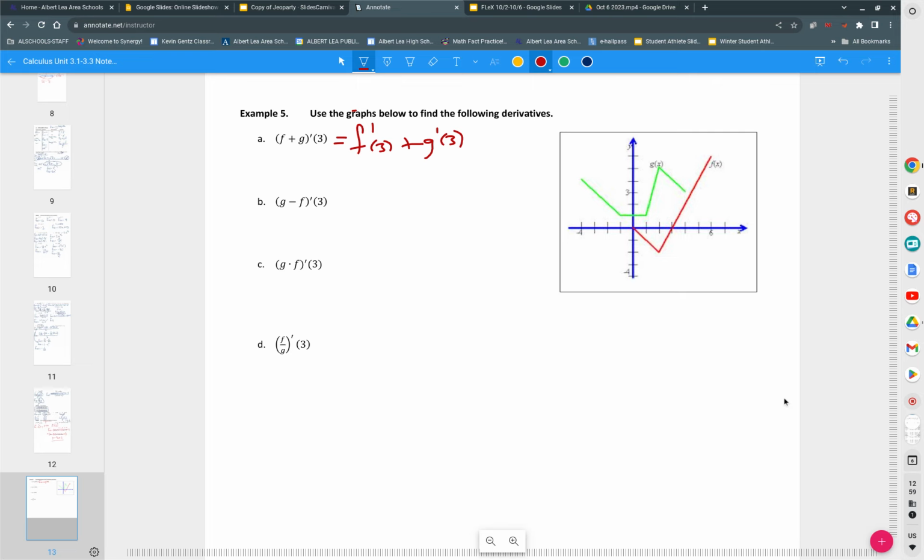What's the derivative of f at 3? I go over to 3, 1, 2, 3, and I look and I say, what is the slope at that spot? I'm thinking it's a slope of 2, isn't it? Oh, I didn't see that first mark. That's over 1 and up 2 there. Everybody agree it's slope of 2? Yeah. So I've got 2 plus, what's the slope of g?